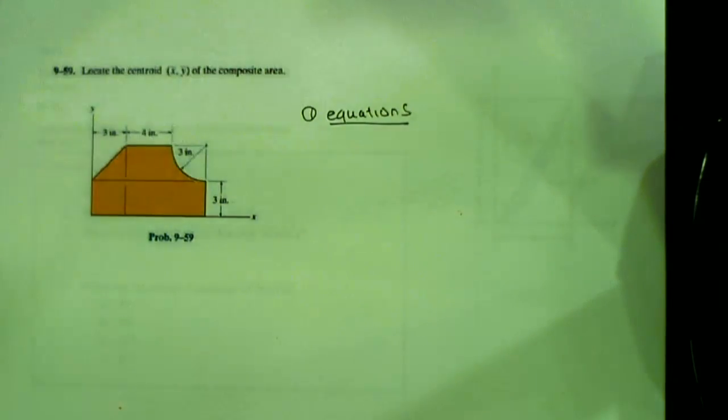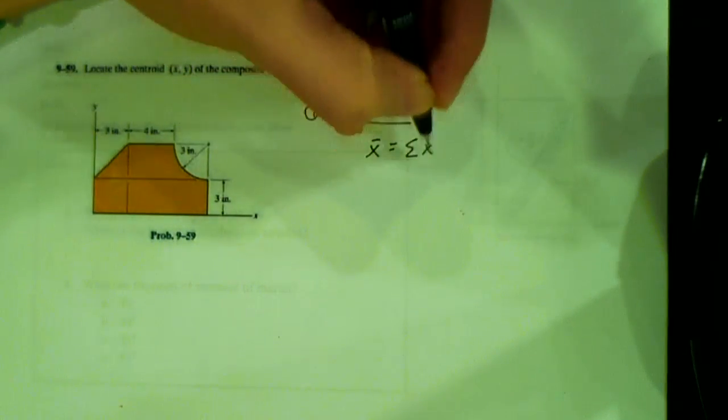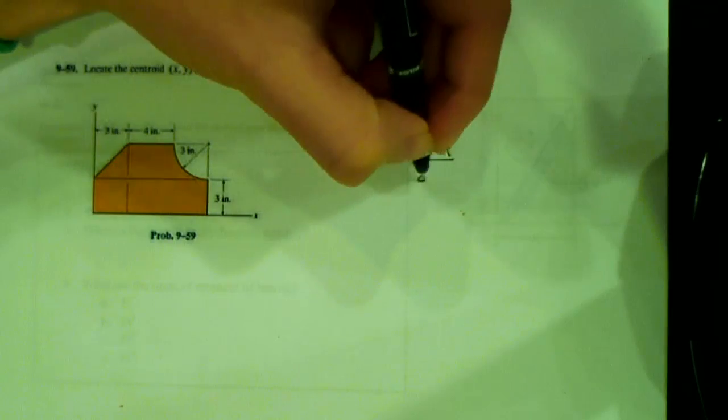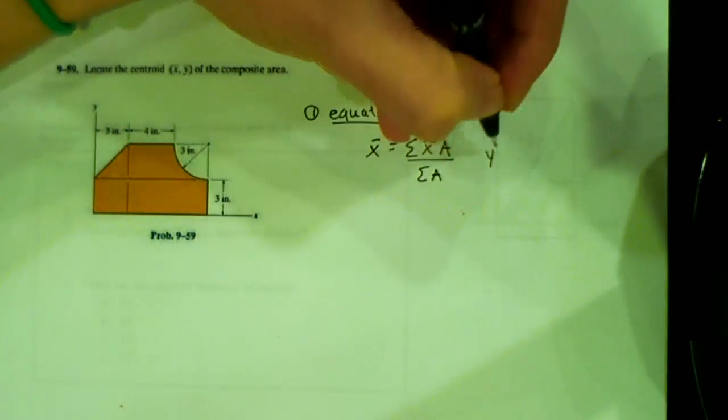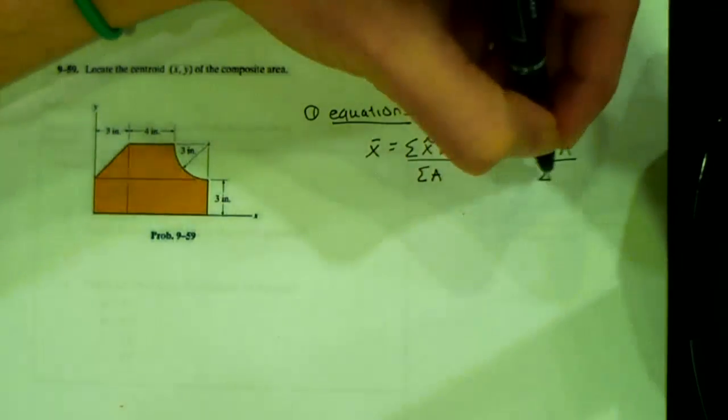I went to the 11th edition of the textbook to find this problem. I like this problem, so I'm going to show you guys my method. Step 1, we write our equations. For composite centroids, x bar is the sum of x tilde times A over the sum of A. Then y bar is the sum of y tilde times A over the sum of A.